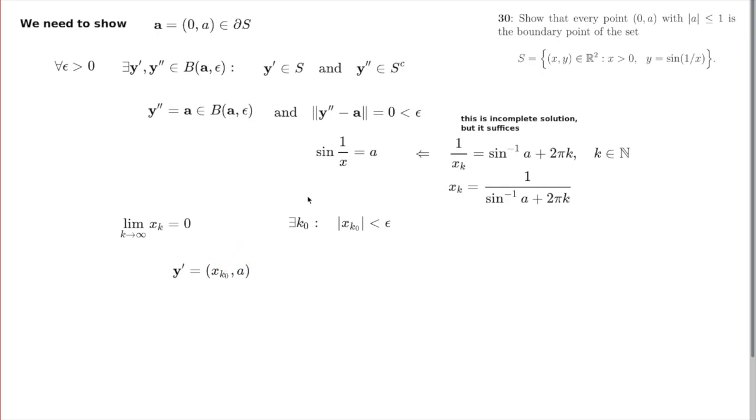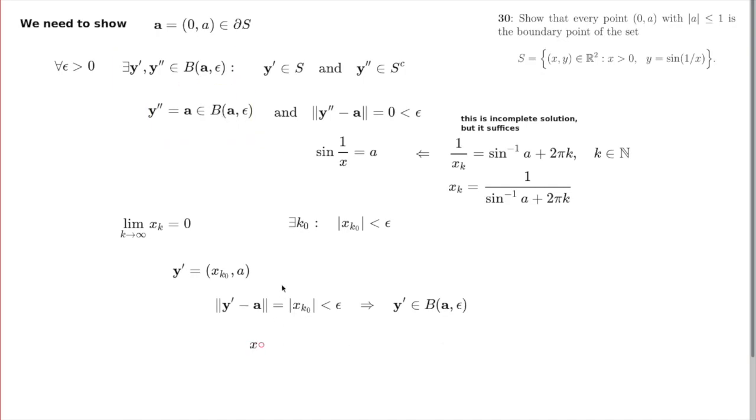I will show you now that this choice actually meets this requirement and meets this requirement. On one hand, if I measure the distance between y' and A, given that these 2 points have identical second component, the distance just reduces to x_k0, which is less than epsilon by construction, and therefore y' is in the ball of radius epsilon as required.